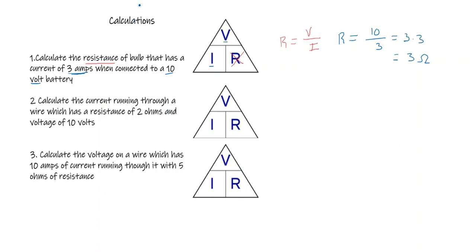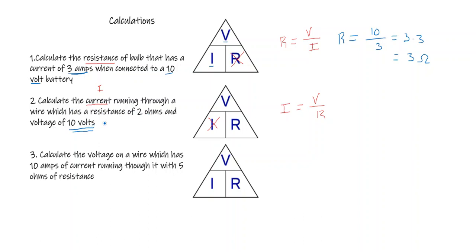So if we look at the next one then, let's have a read over this question. So it says calculate the current. So we're being asked to calculate the current, and current is, remember, represented by an I. So we're looking at this one here. So basically current is equal to voltage divided by resistance. So we just write out our formula. Current is equal to voltage divided by resistance. And then what we can do is take these values from the question. So the voltage we can see here is 10 volts. So calculate the current running through a wire which has a resistance of 2 ohms and voltage of 10 volts.